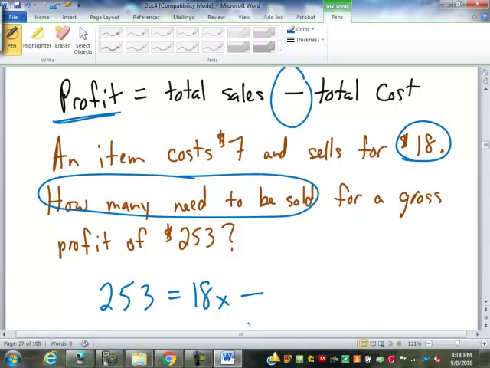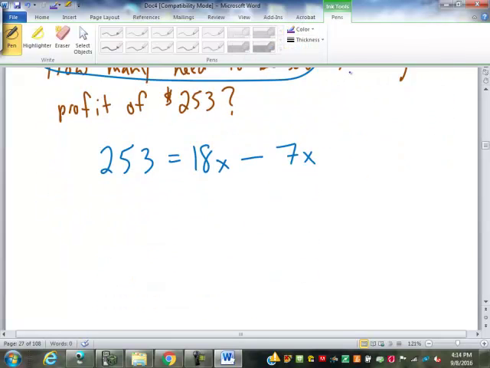Next, our formula is subtract. Do we know the total cost? We don't know it, but we can write an expression for it, right? The total cost is the cost times the number that we sold, right? $7 each. That better be X as well. We had to buy just as many as we sold.